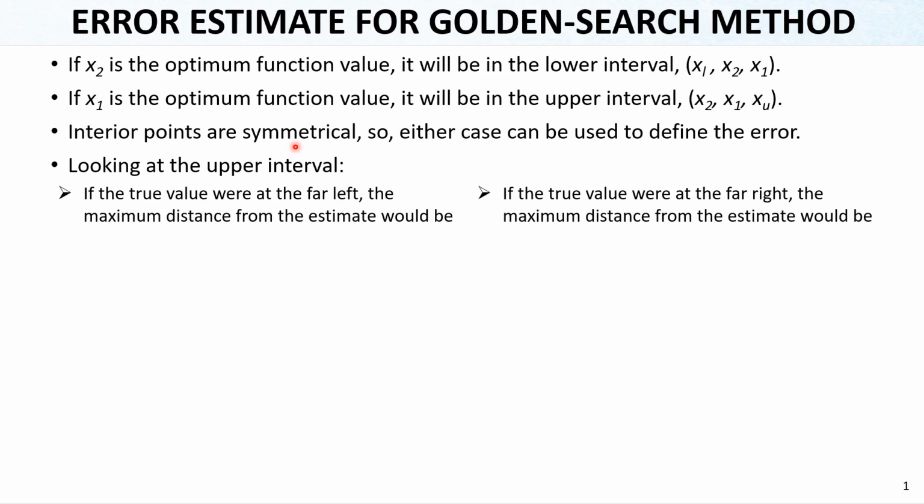And here the interior points are symmetrical because we have a golden ratio. So either case can be used to define the error. Any of these can be used to define an error. Let's check this with the upper interval.